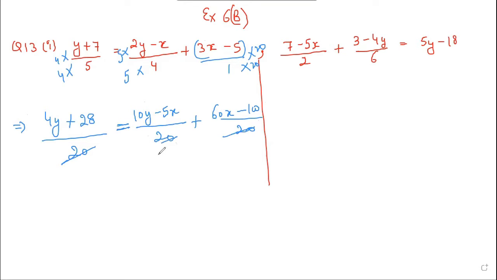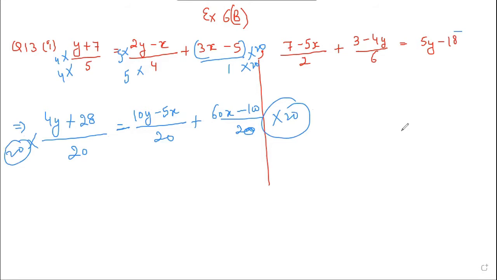Is it making sense? You can cancel the 20, because once I take the LCM, the 20 will go to the other side and get multiplied, so the 20 cancels. Can I do it without that? Yes, because this was done in class 8. So basically you can say dividing both sides by 20, or multiplying both sides by 20. Is this fine?